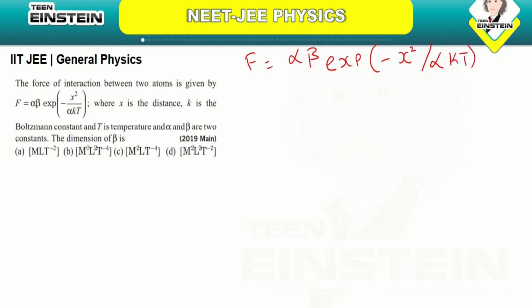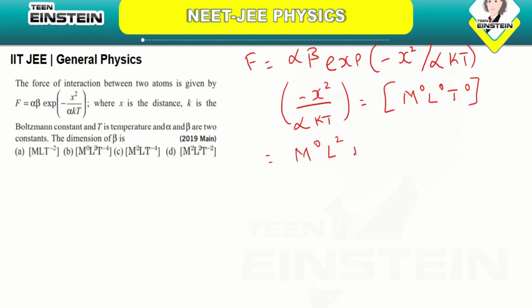Okay. As we know, the exponential terms are always dimensionless. So, the dimensions of minus x square by alpha kt is equal to m0, L0 and T0. Okay, so the dimensions of alpha is equal to the dimensions of x square by kt. So now we are substituting the dimensions of the individual terms in the given equation. We will be getting it as m0 L square T0 divided by m1 L square T minus 2.